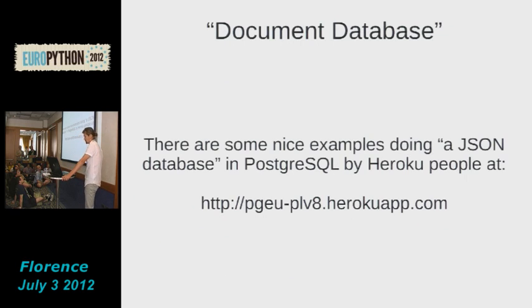Now let's talk about how to do a document database in Postgres. There are some nice examples of how people at Heroku did a JSON database in Postgres. They used PLv8 for in-database processing and JSON format for storage. The same with the EuroPython looks like this.